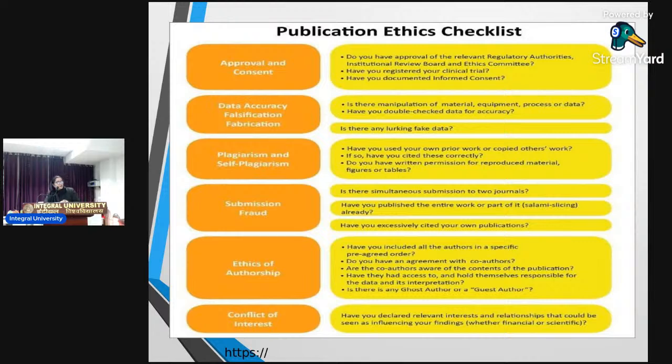So coming on to, your answer to all this was, is there manipulation of material, equipment, process or data? Your answer was no, right? Have you double checked data for accuracy? Yes, of course. Yes, thank you. I really appreciate that you're paying attention. That is the idea of having this class. That is why UGC wanted us to disseminate this information so that you are aware right in the beginning, right? So have you double checked data for accuracy? Yes, you have double checked, you have made sure, you have sat with your supervisor, right?